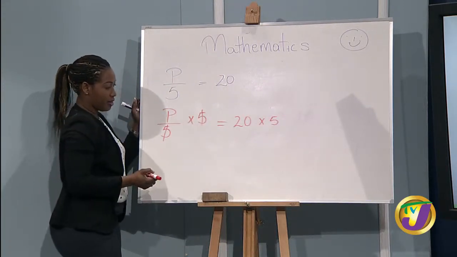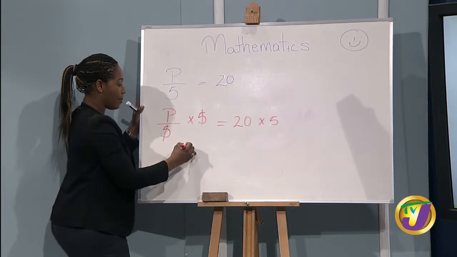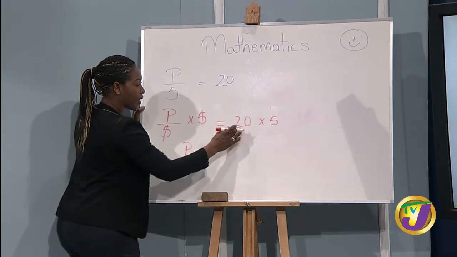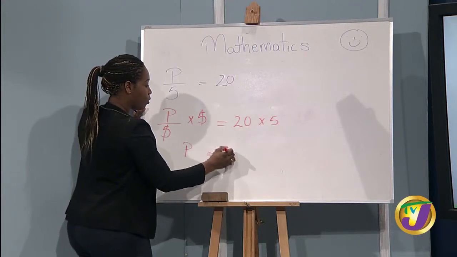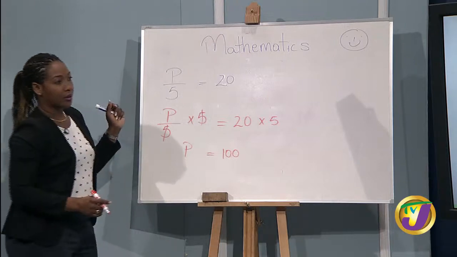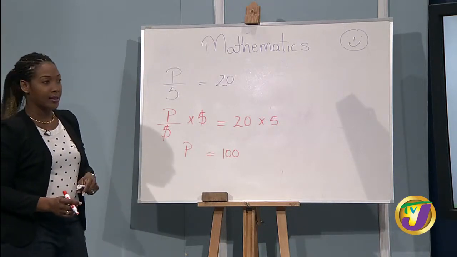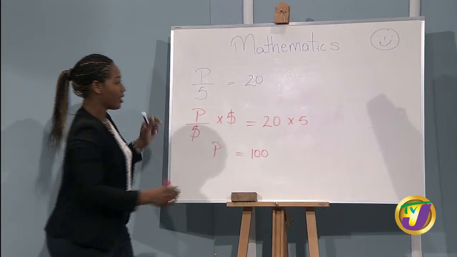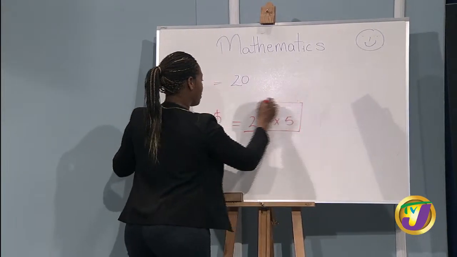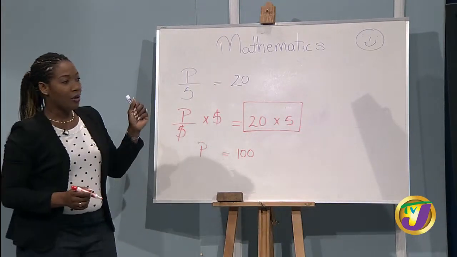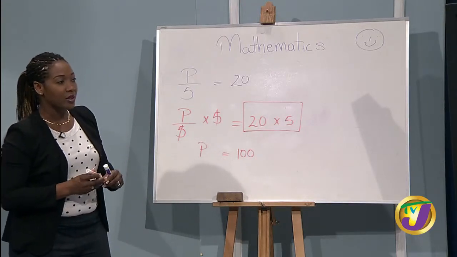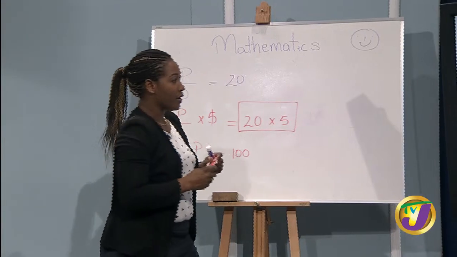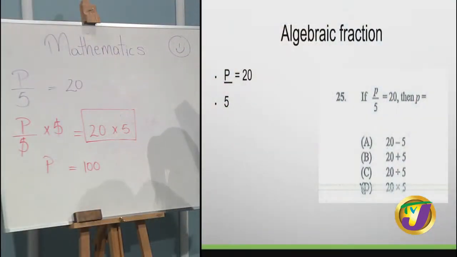5 divided by 5 gives me 1. So I end up with P only. And 20 multiplied by 5 gives me 100. Okay? But that's not what they asked you for, is it? So when you look on the paper, you would have realized that this is where they wanted you to stop. They want you to come up with the expression that tells you how to find P. So your choice would have been choice D. All right? And as you can see, it's right there.